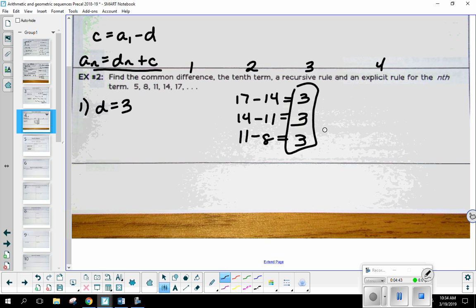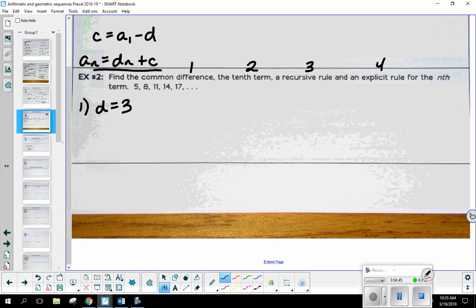Okay, now we want the 10th term. Now this one, you've already been given the first 5. You easily could just add 5 more times to get to the 10th. But let me show you how to do this algebraically, because a lot of times it's not going to be that straightforward. Let's use these two little rules right here.